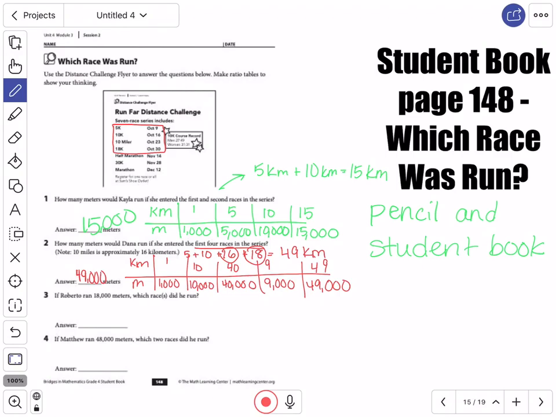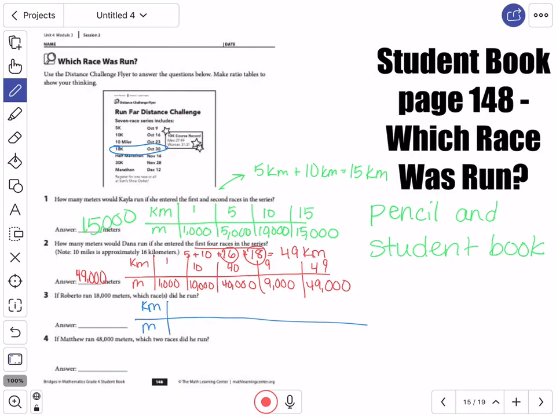If Roberto ran 18,000 meters, which race did he run? Okay. If he ran 18,000 meters, well, he ran the 18K race. So he ran race 4. And I forgot to switch colors. Whoopsies. Okay, so I apologize. He ran the 18K race.